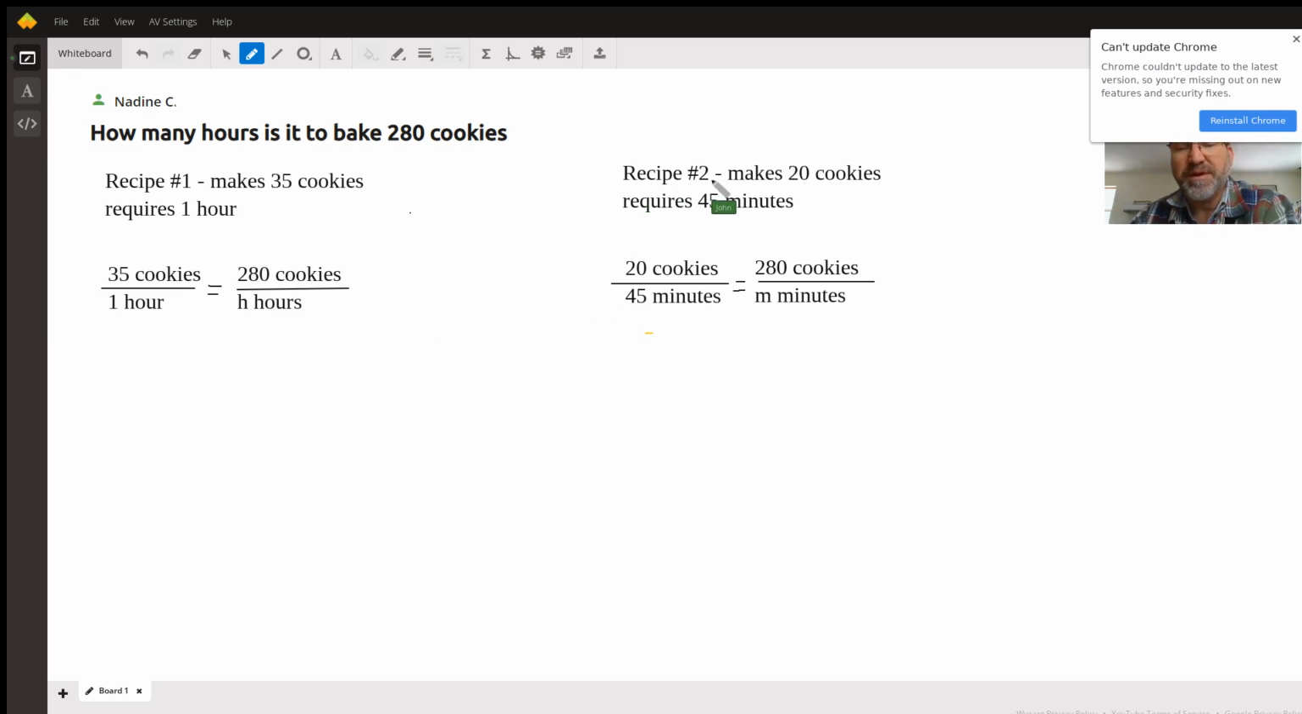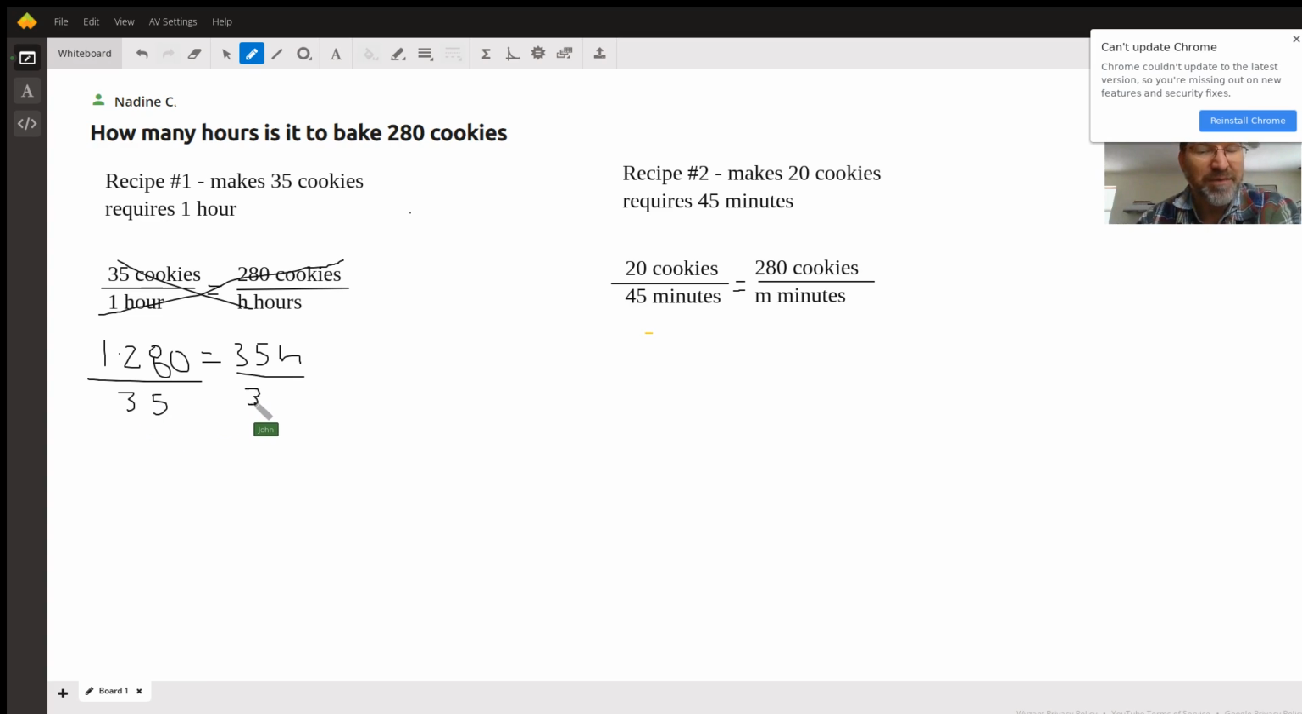Or in the case of recipe number 2, 20 cookies in 45 minutes is comparable to 280 cookies in how many minutes. So the first step is we're just going to cross multiply, and 1 times 280 has to be equal to 35 times h, 35h. We want to isolate the h, so we're simply going to divide both sides by 35.